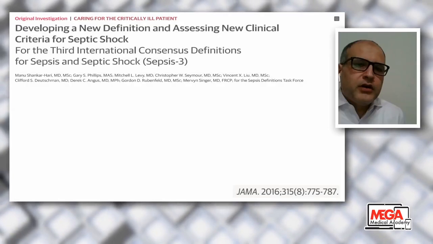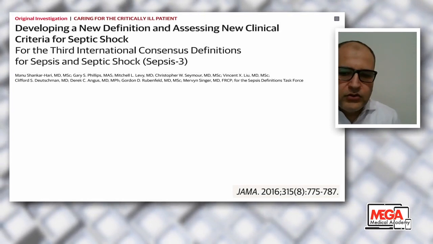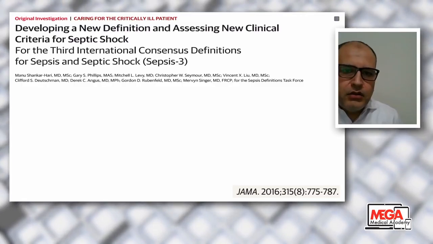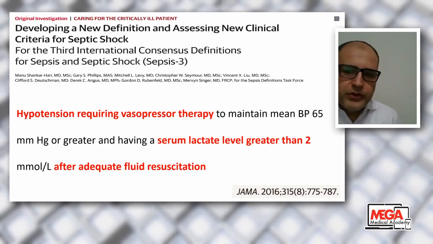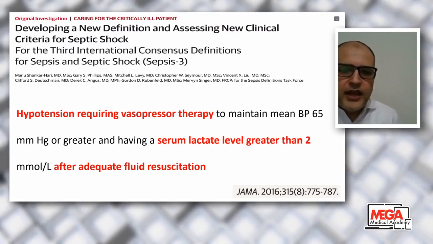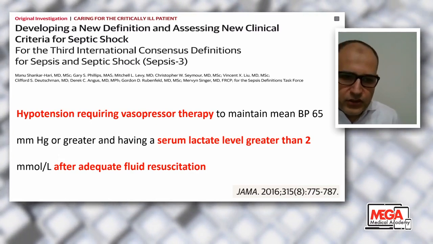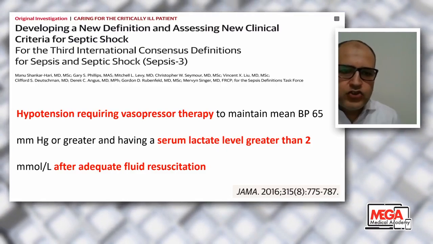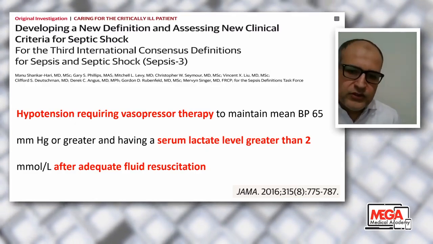I will start by revising the definition of septic shock according to the last definition in JAMA in 2016. The Sepsis-3 definition was hypotension requiring vasopressor therapy to maintain mean blood pressure at 65 and having a serum lactate greater than 2 after adequate fluid resuscitation. So 3 components should be present to say that this patient is in shock: hypotension, and serum lactate elevated after fluid resuscitation.